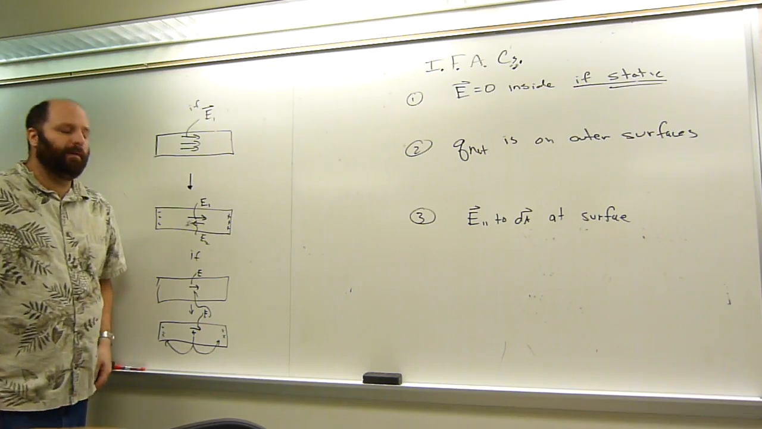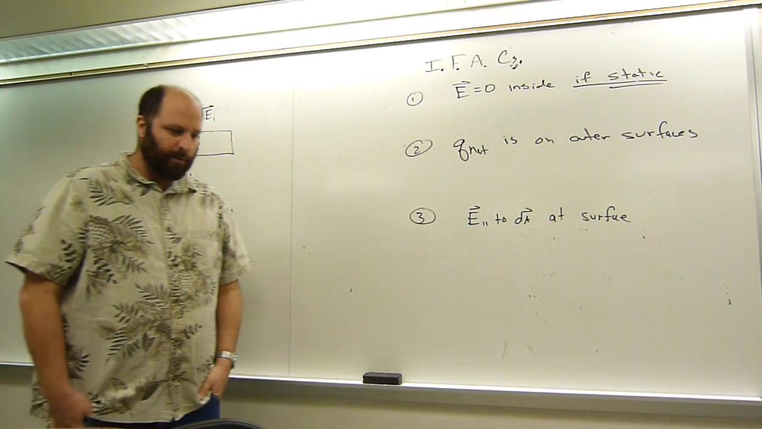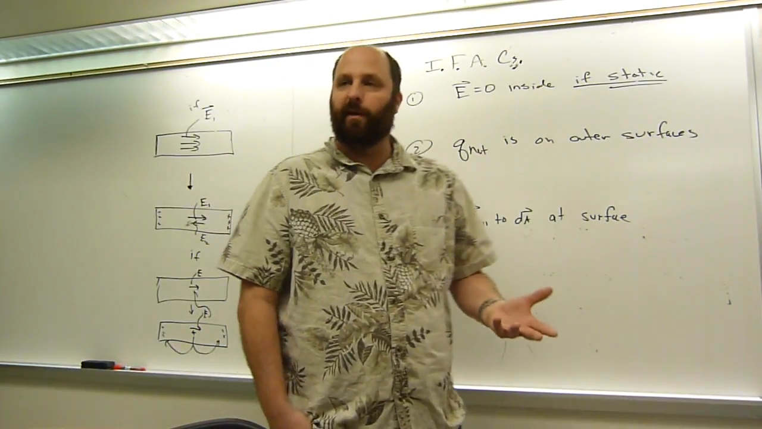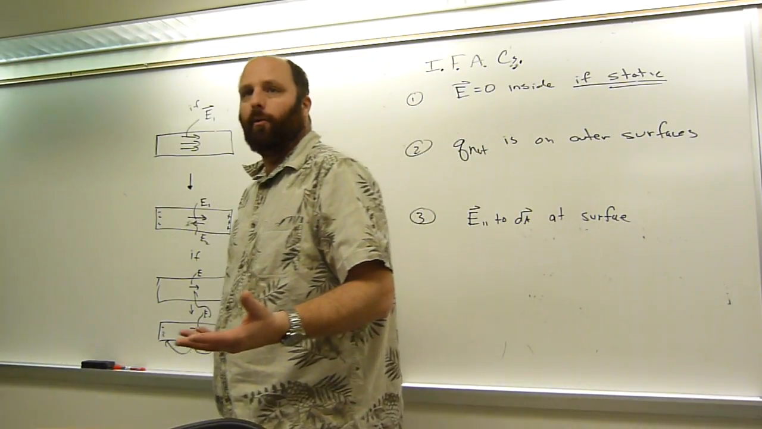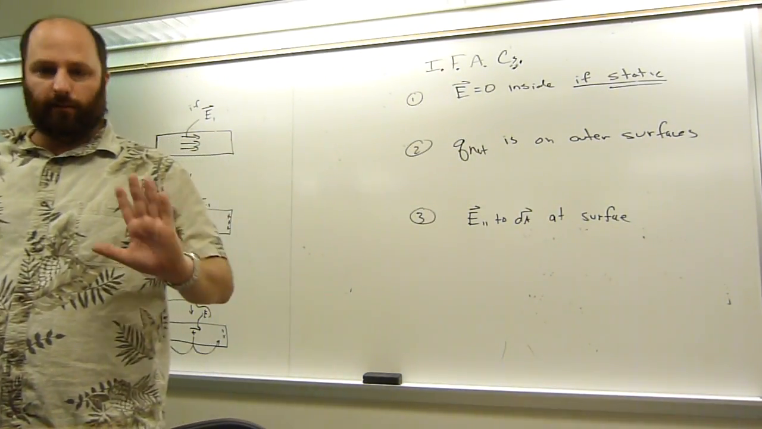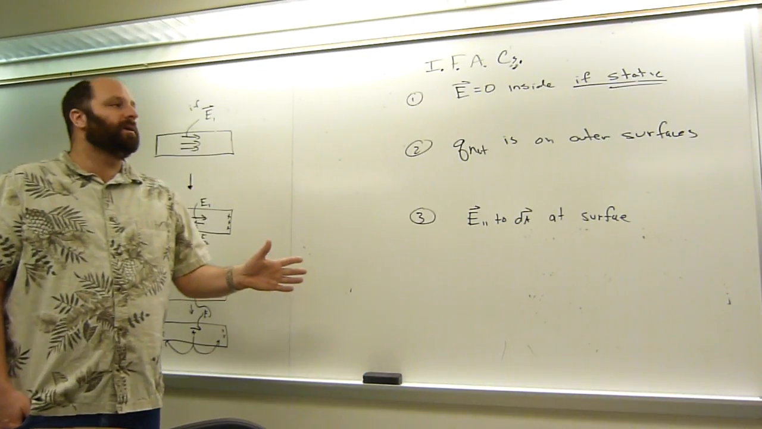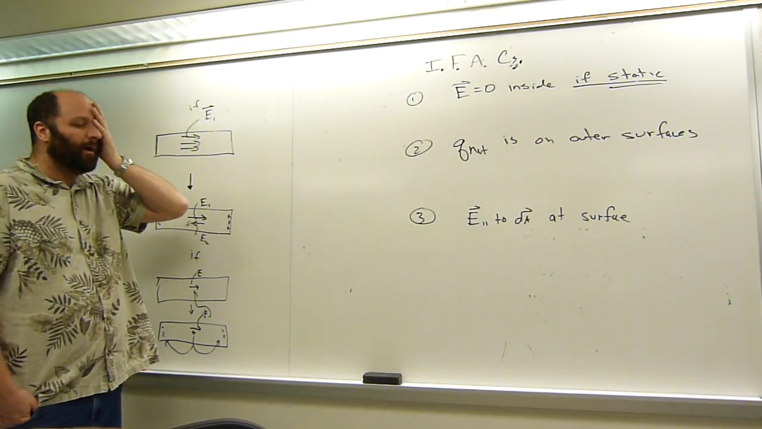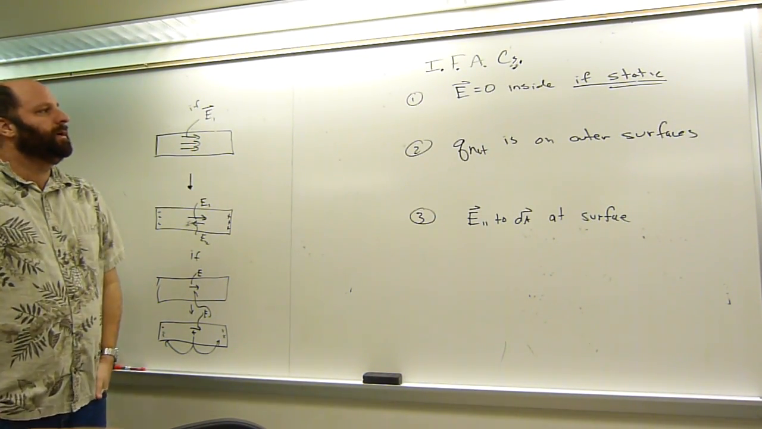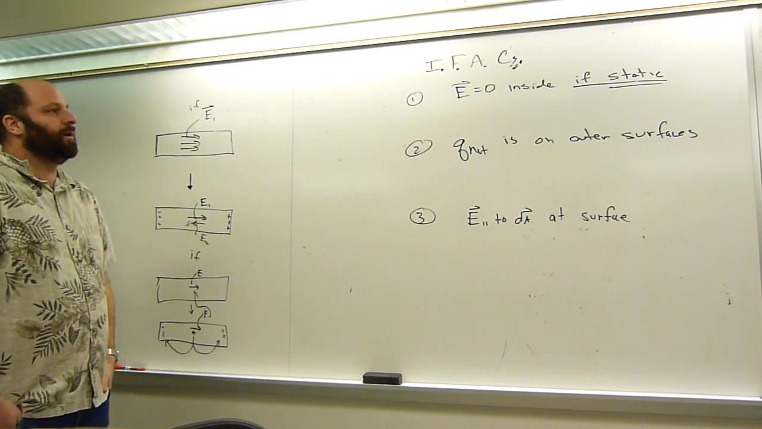So basically the electric field in a conductor is 0, because if there is a field, charge will move in such a way that it will cancel that field out. It will create its own field, making the net field 0. So that's an important fact for us. I always call it IFAC number 1 for conductors. Electric fields inside are 0 if it's a static problem.